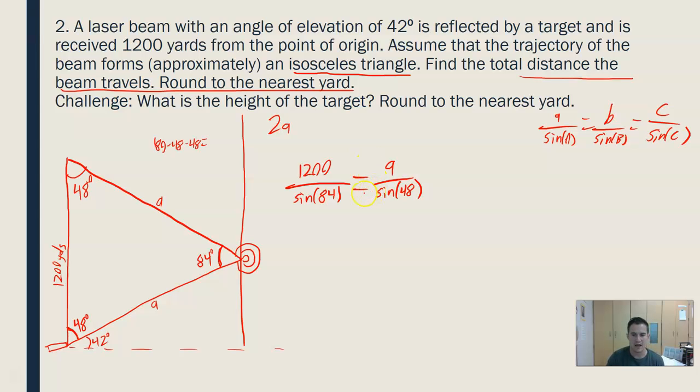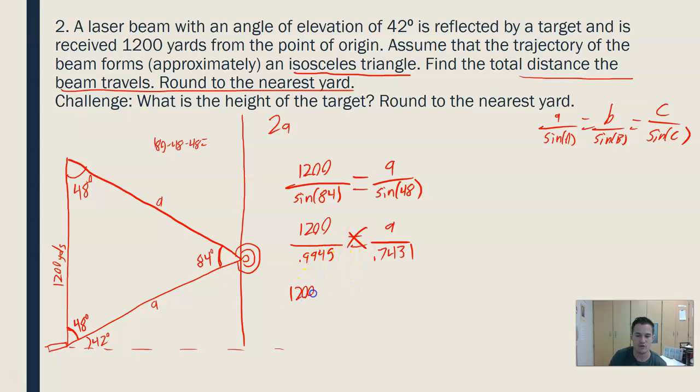So I'm going to go ahead and solve this. If I cross multiply, I get, well, first let's type in what each of these values are. So the sine of 84, that gives me 1,200 divided by 0.9945. And then I have A over the sine of 48, which is 0.7431. Then I'm going to cross multiply, because I need to solve for A here.